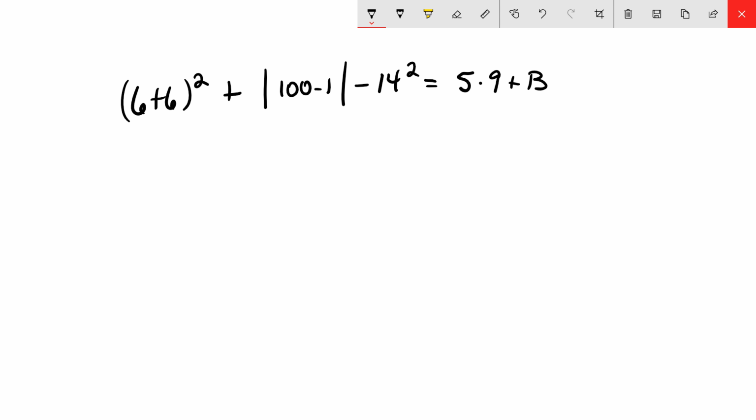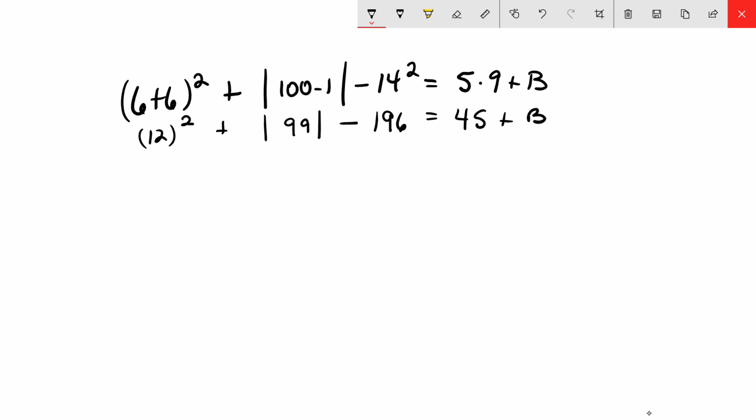Okay? The 6 plus 6 is going to be 12, right? So that's 12 squared, plus the absolute value of 100 minus 1 is 99. I've got this negative here, which is going to stay right there. The 14 squared is 196. The negative is not being squared, just the 14. If I wanted the negative squared as well, I would have had to put this in parentheses. 5 times 9 is 45 plus b.